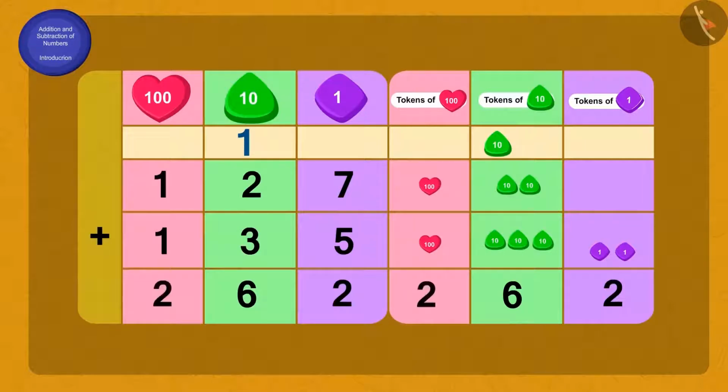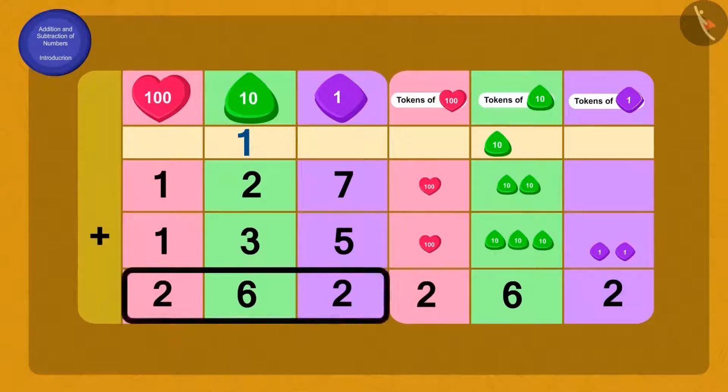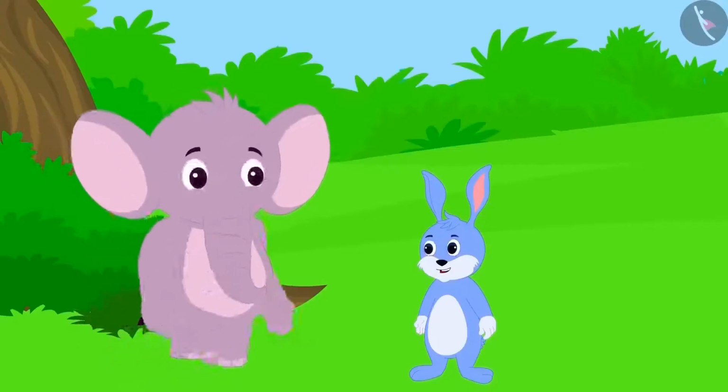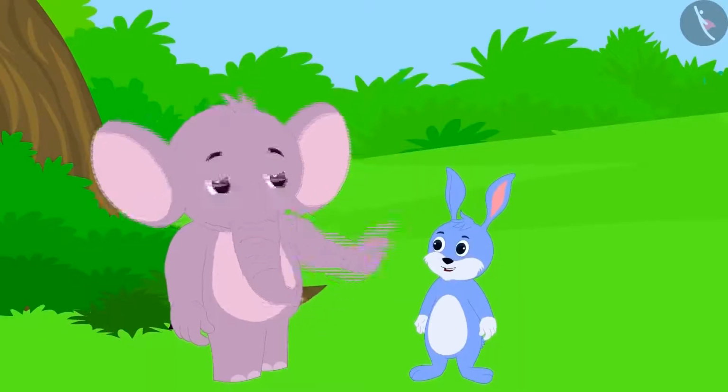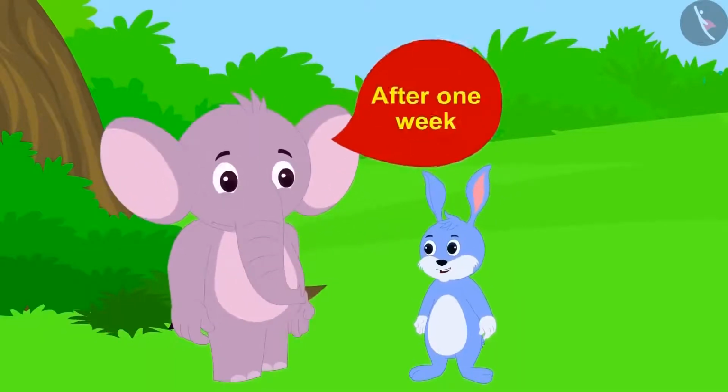200s. Appu lost a total of 262 sheep. This time, Appu asked Bunny to come a week later to take the sheep.